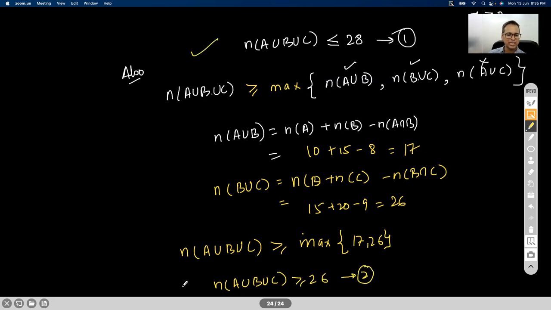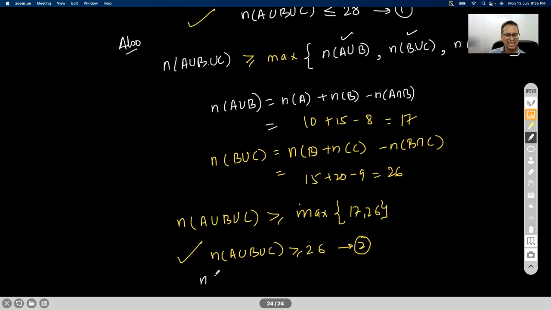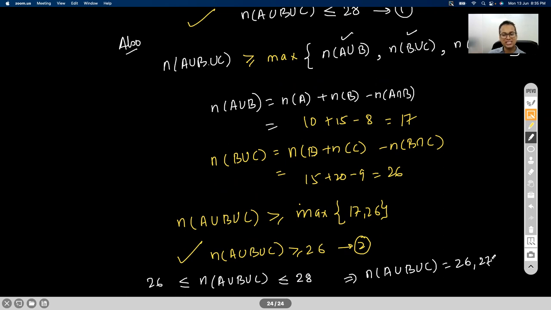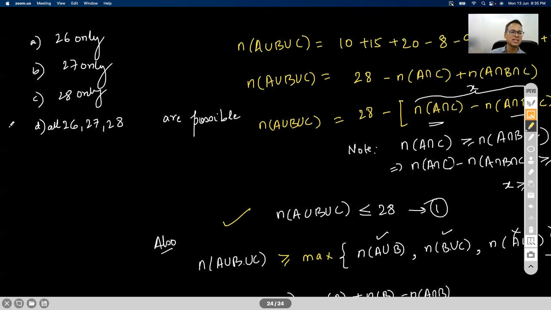So as per the data which I have, I can only conclude these two things. It is less than or equal to 28, but at least 26. In short, N(A ∪ B ∪ C) is a natural number between 26 and 28. So what all possible values can it take? 26 also it can take, 27 also it can take, 28 also it can take. Correct? So option D becomes the right answer.